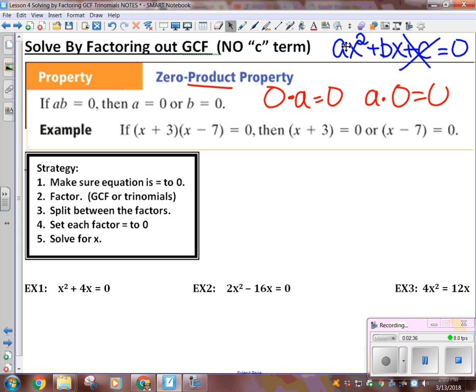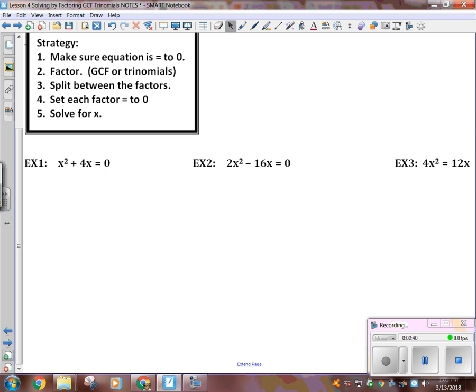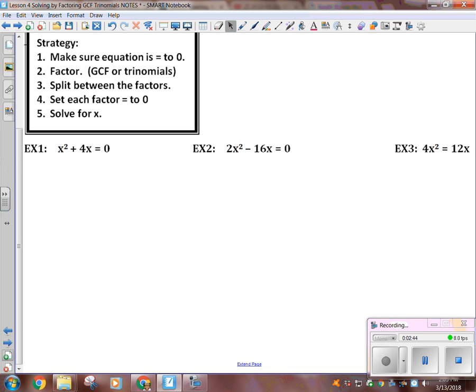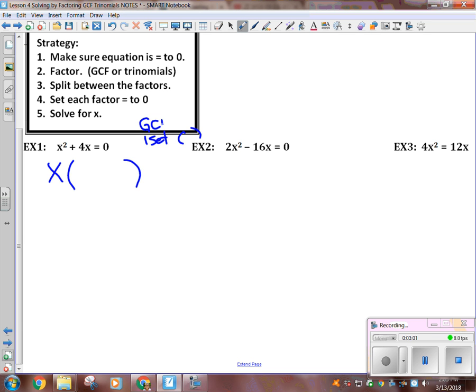Okay, number one, x squared plus 4x equals 0. Now, what is in common between x squared and 4x? X. So I want to factor out x. Put your GCF out front. When you do GCF, you're going to factor it out, and you're going to have one set of parentheses. So if I'm doing GCF factoring, it's one set of parentheses. I still have equal 0.